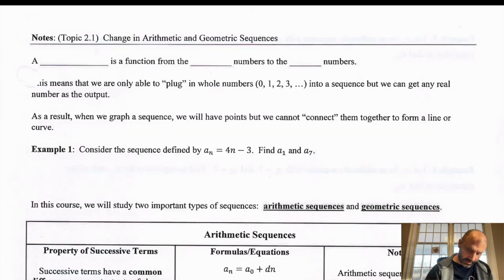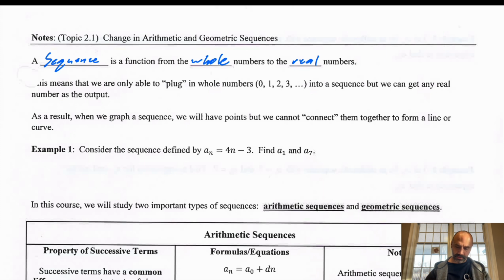So a sequence, the way this works, filling in the notes, is a function from the whole numbers to the real numbers. So it's a function, and we're only putting in whole numbers, 1, 2, 3, 4, etc. But we're getting any number out. It could be a decimal or a fraction, something like that. So here's an example that they give you.